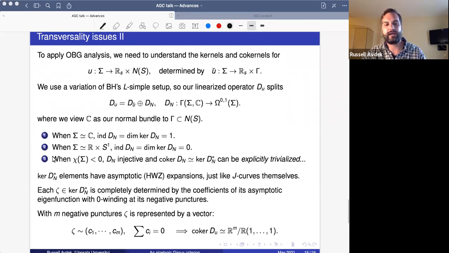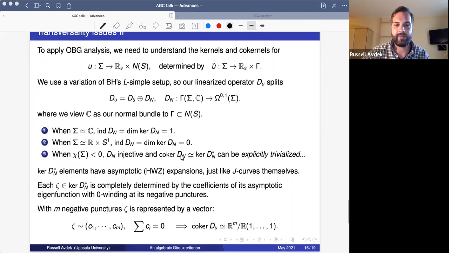And when the domain has negative Euler characteristic, which we know is the bad case, the normal linearized operator is injective, and its co-kernel can be explicitly trivialized. And I'll note, if you know how Wendl's automatic transversality works, this first case, when we have the domain as a plane, falls within the automatic transversality range, and then everything else doesn't work out. So we have to do some analysis by hand.